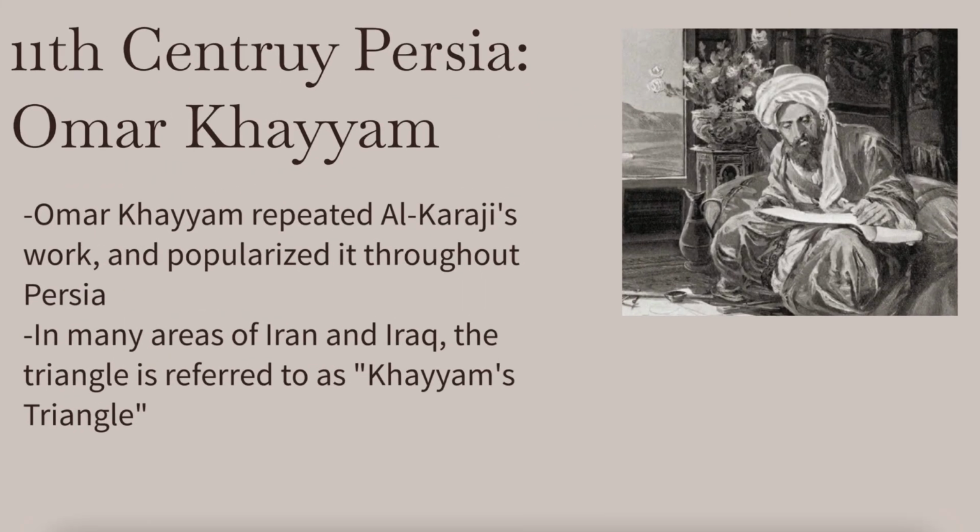However, none of his work was really popularized in Iran before Omar Khayyam. Khayyam was an 11th century Persian mathematician who greatly popularized this original triangle. In many areas of modern-day Persia, this triangle is referred to as Khayyam's triangle instead of Pascal's.